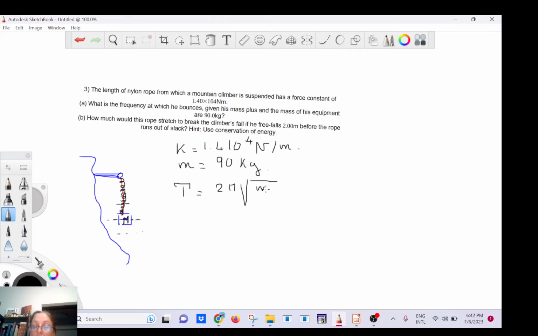mass divided by K. And because we want the period, yes, we don't need to square both sides. So that's going to be 2 pi square root of 90. And then you have a big number, which is good. You don't want to oscillate. That doesn't seem very safe. 10 to the 4 here. So that's going to be 0.5 seconds. So it's going to be 0.5 seconds to go down and then up again. So the frequency is going to be 2 hertz.